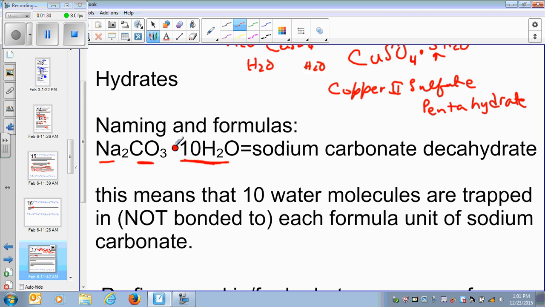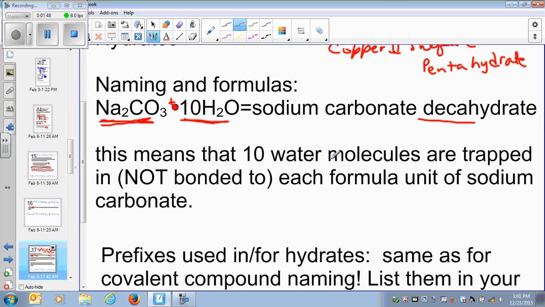You see I use a dot. This dot does not mean multiplication like in algebra. We are going to add the mass when we talk about masses. But right now it is sodium carbonate, and 10 means deca, so decahydrate. This means that 10 water molecules are trapped in each formula unit of sodium carbonate.